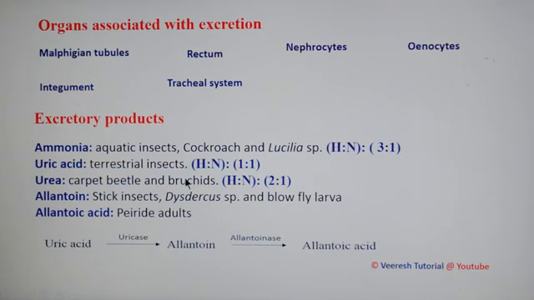In carpet beetles and bruchids, the nitrogenous excretory end product is urea. Whereas in stick insects, Dysdercus and blowfly larva, the nitrogenous end product is allantoin. Whereas in painted butterflies, the nitrogenous end product is allantoic acid. So urea is again converted to allantoin with the help of uricase enzyme, and allantoin is further converted to allantoic acid with the help of allantoinase enzyme.